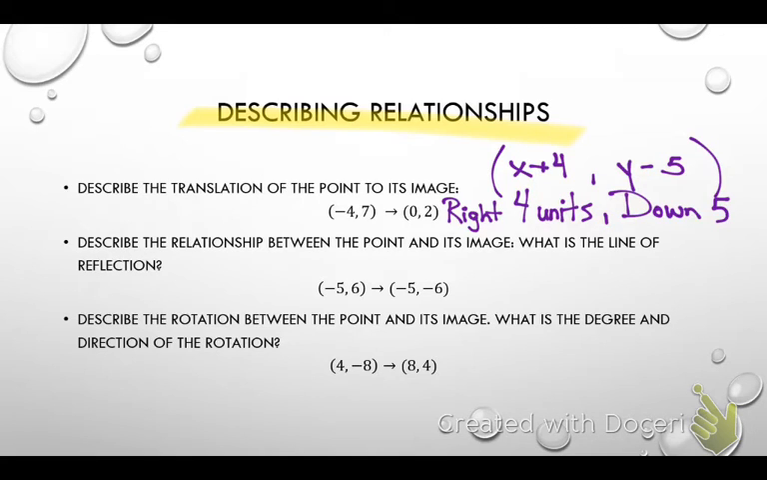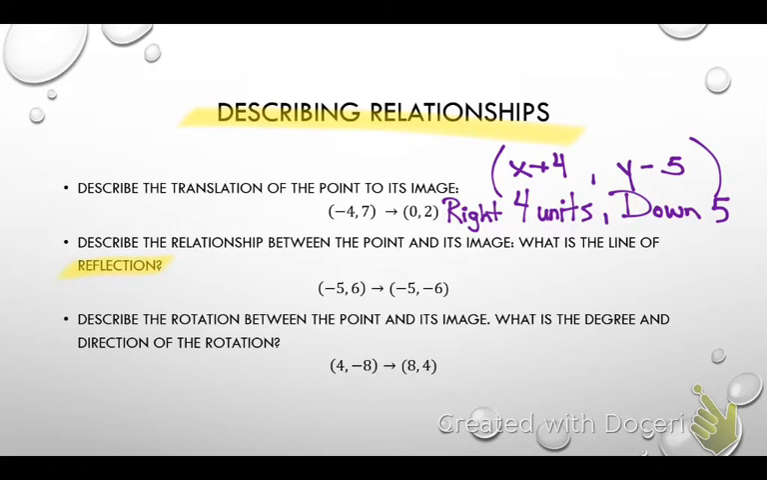Now, here's what I need you to understand on this one, where I saw a lot of people overlooking it. This is a reflection. It's not a translation. I have people saying this many up and this many down. Okay? That's not what I'm asking you here. I'm asking you, based on these two ordered pairs, what is the line of reflection? Go ahead and answer it.